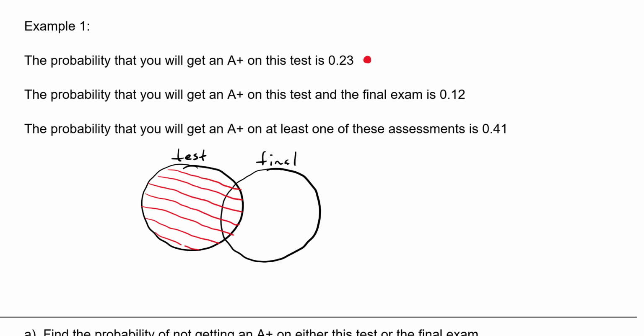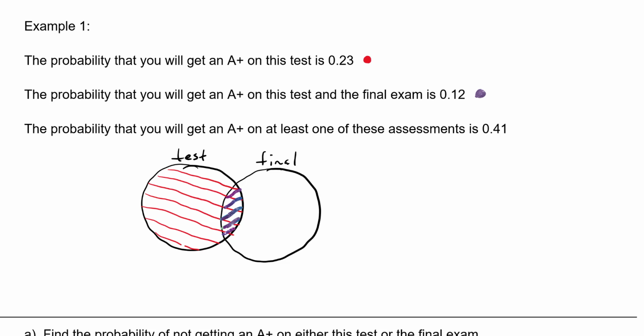And let's change the color here again. Let's go with blue. Okay, the probability that you get an A plus on this test and the final. Now we have the intersection. So that's this guy here. I guess it's purpley. I'm not sure what that is. That's kind of a weird color. Okay, is 0.12. Okay, so that's like the intersection of the two.